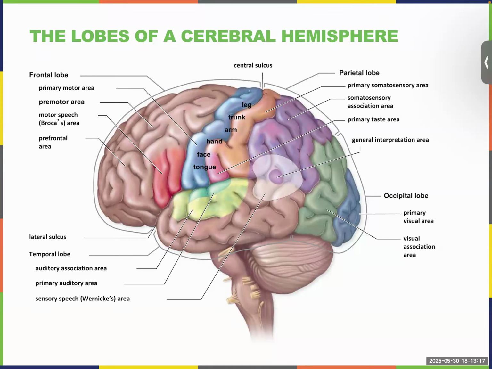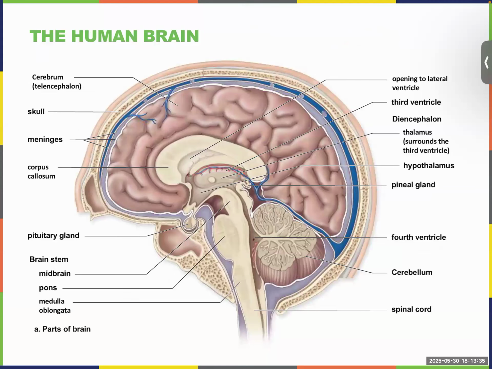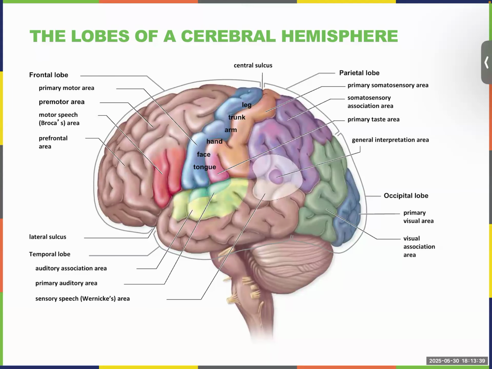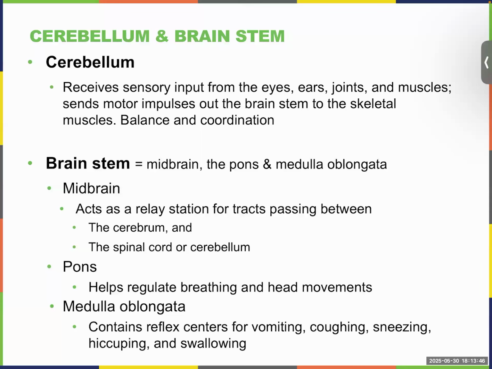So the cerebellum, again, we saw, and it's a little hard here with me using my iPad, but the cerebellum is in the lower right here. It receives sensory input from the eyes, ears, joints, and muscles. And then based on that, it sends motor impulses out of the brain to the skeletal muscles. It's also involved in balance and coordination.